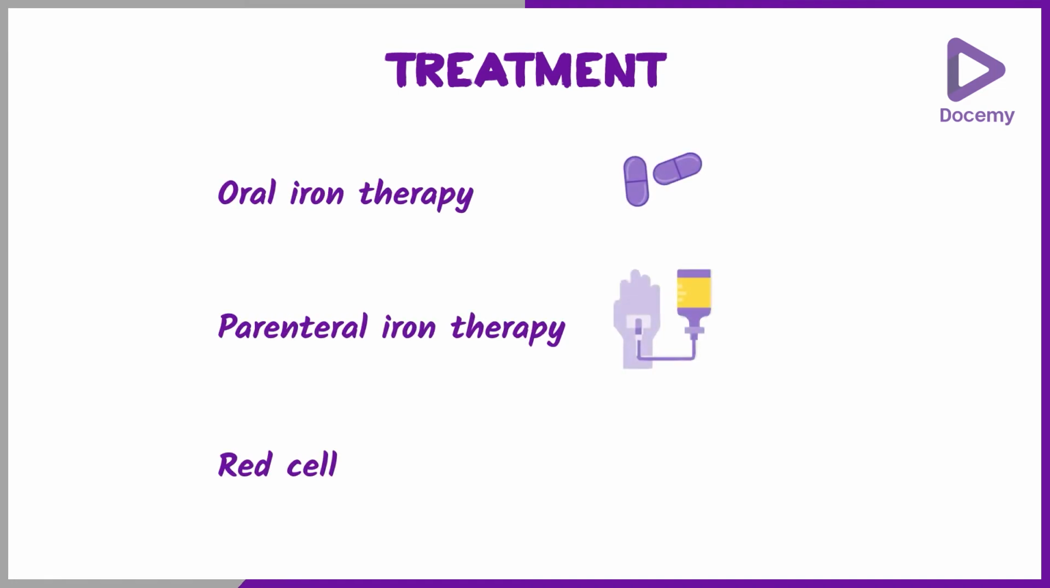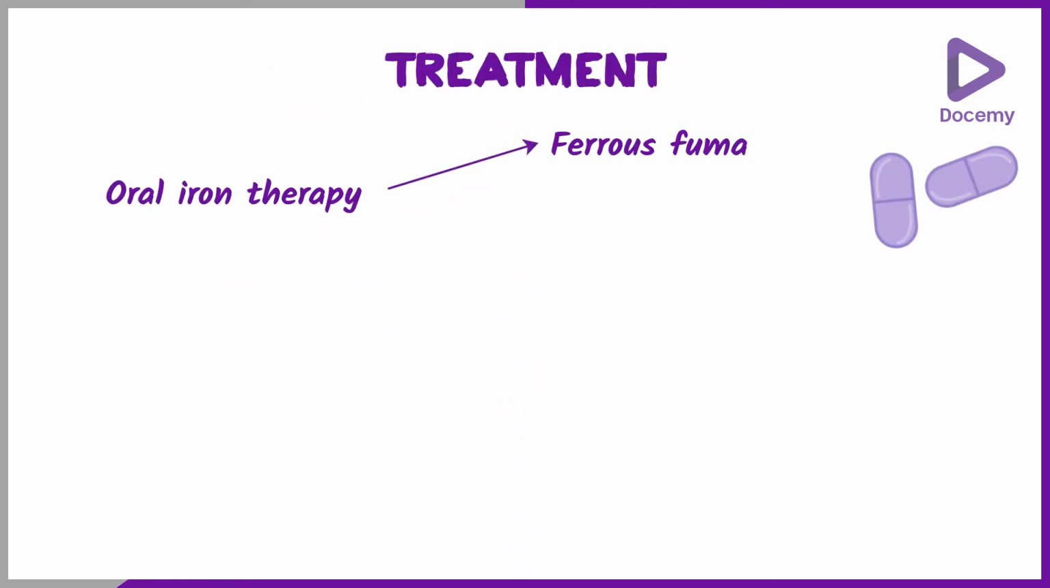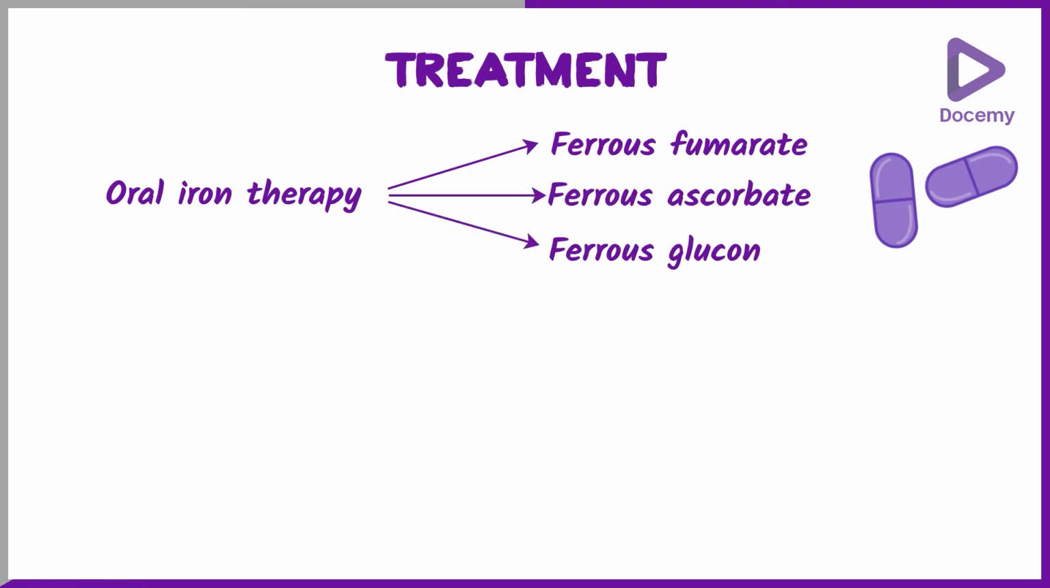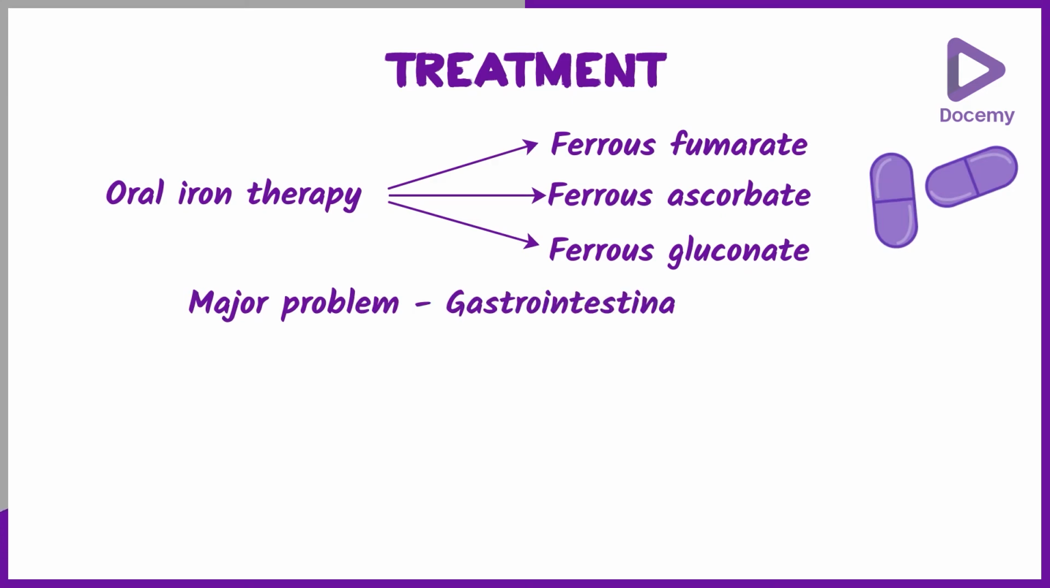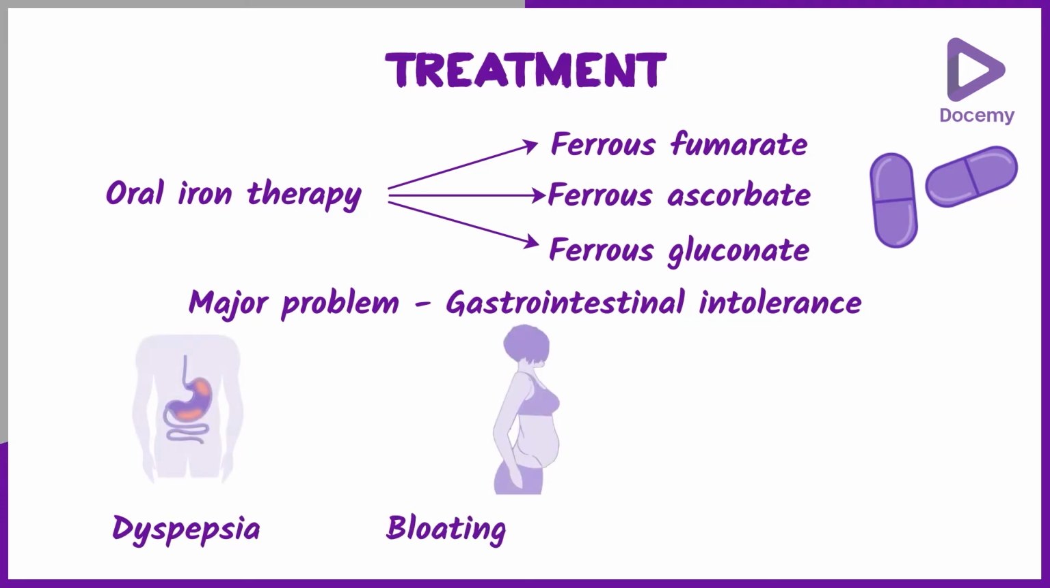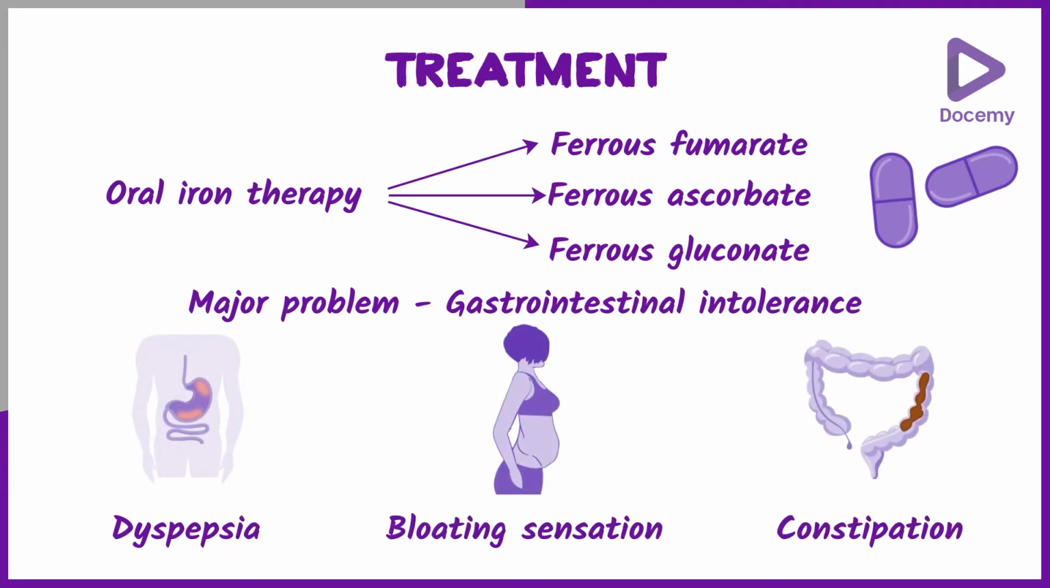The treatment of iron deficiency anemia, you have got three options: oral iron therapy, parenteral iron therapy or red cell transfusion. The best option will be oral therapy. You have got multiple preparations like ferrous fumarate, ferrous ascorbate and ferrous gluconate. The major problem with oral iron therapy is gastrointestinal intolerance, where your patient will develop dyspepsia, bloating sensation, constipation, etc., where you may have to consider parenteral iron therapy.